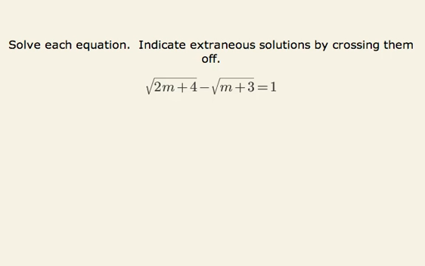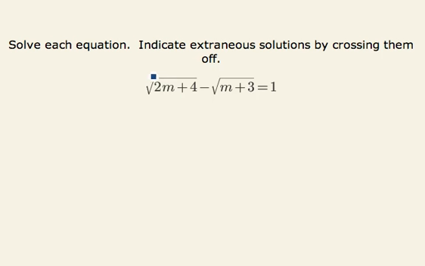Solve each equation, indicate extraneous solutions by crossing them out. So we have here a radical equation, and we always know that with radical equations, we have a possibility of introducing an extraneous solution if we square both sides of this equation. And we do want to square, even though it might introduce an extraneous solution. We want to square because that cancels this square root out nicely.